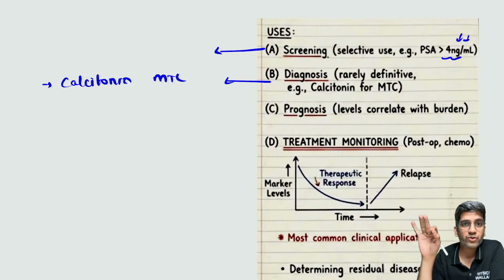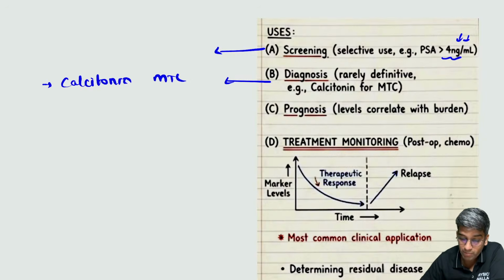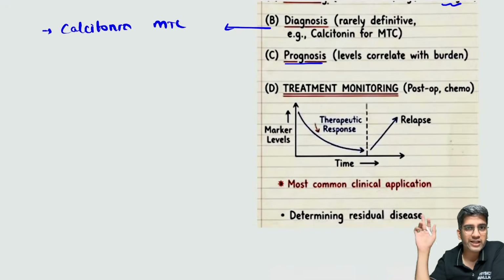I can use it for diagnosis, but only in selective cases. Prognosis, very useful. And treatment monitoring response, very useful, right? This is a very simple diagram.